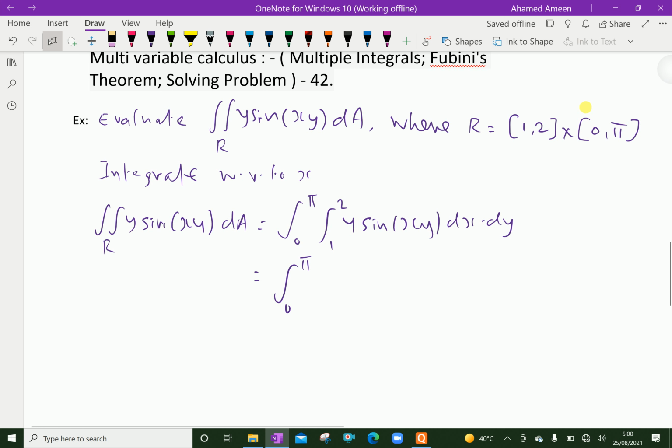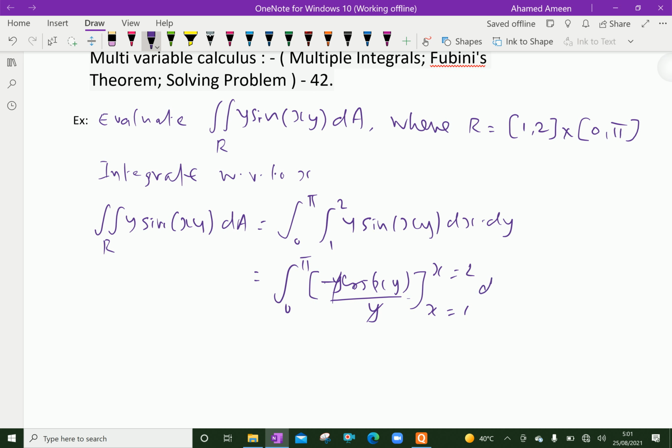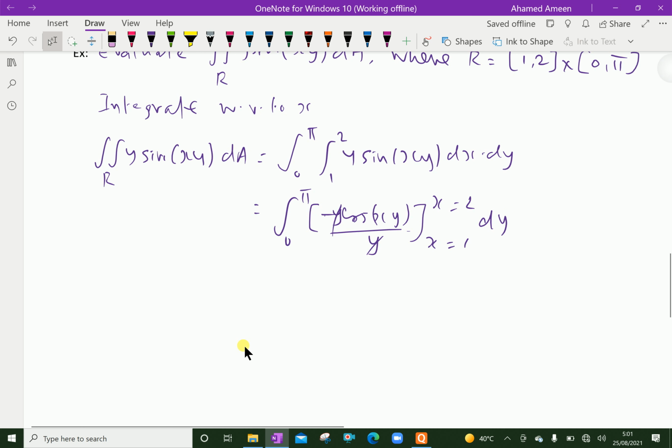We'll do the inner integral treating y as a constant. The integral of sine xy is minus cos xy over y, since the differentiation of xy is y, that is coming down. Cancel both y's, with x equal to 1, x equal to 2, dy, which is equal to the integral from 0 to pi of minus cos 2y plus cos y dy.